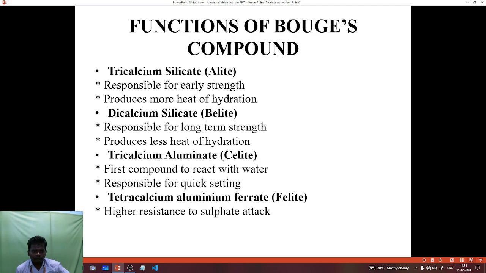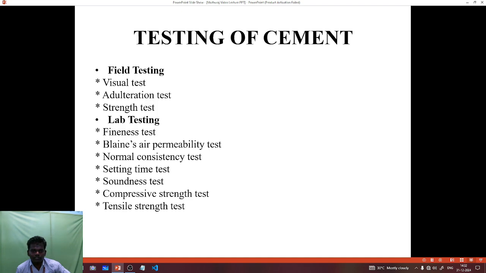The functions of Bogue's compounds: tricalcium silicate is responsible for early strength and produces more heat of hydration, and is also known as alite. Dicalcium silicate is responsible for long term strength and produces less heat of hydration, and is called belite. Tricalcium aluminate is the first compound to react with water and is responsible for quick setting, and is also known as celite. Tetracalcium aluminoferrite gives higher resistance to sulfate attack and is also known as felite.